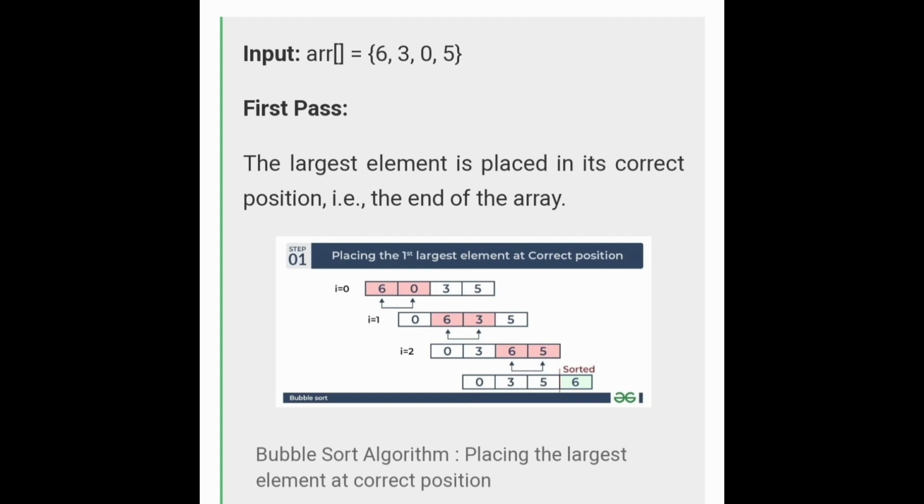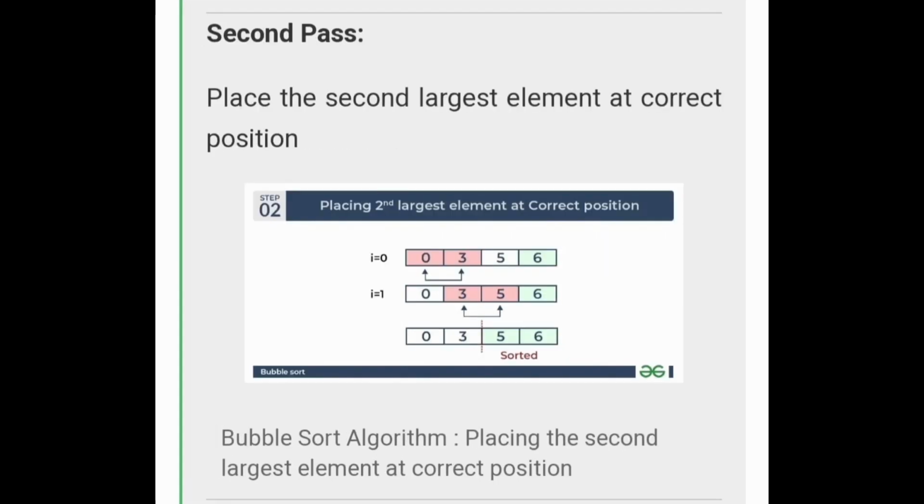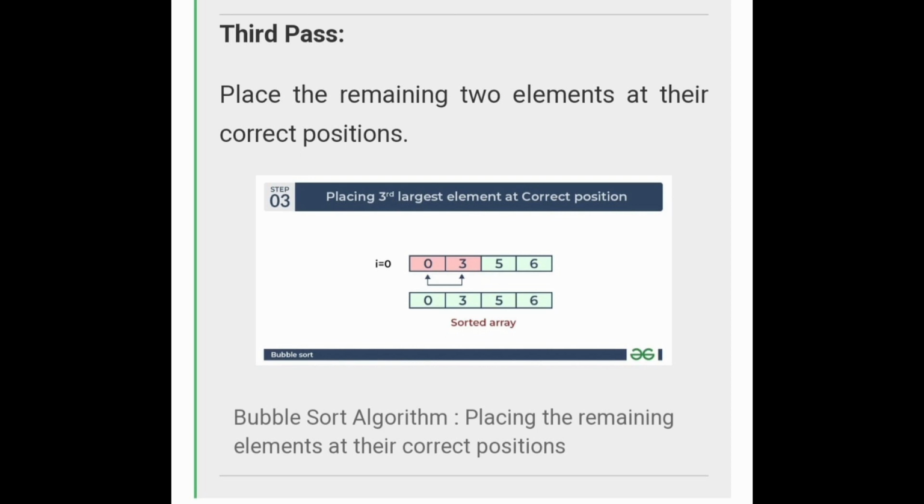So the problem is the input array of 6, 3, 0, 5 is in an unsorted manner. So using bubble sort we can see how to sort the elements. The largest number is 6. The first element is placed in its correct position and the second largest element at the next correct position, and the remaining two elements are in their correct positions.